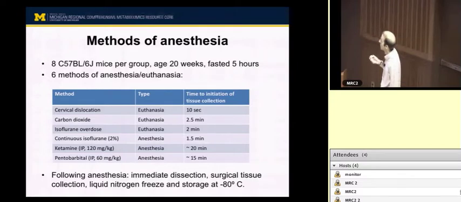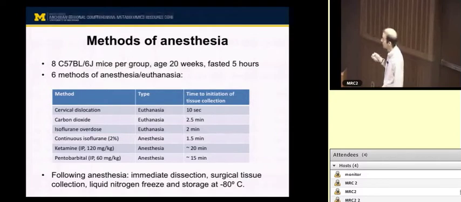Another option is to collect tissues while the animals are under anesthesia. So these are still ultimately terminal procedures. We're not talking about survival surgery in this case, but the goal here is to collect tissues which can be collected while the animal is under deep anesthesia, while blood circulation and respiration are still intact. So there's a few options here that we evaluated.